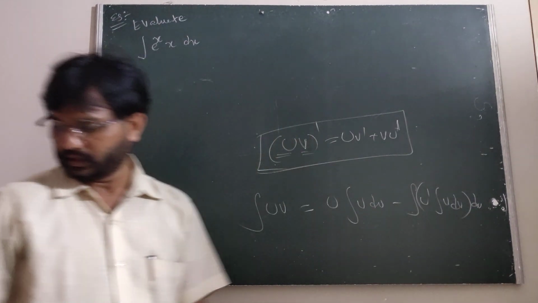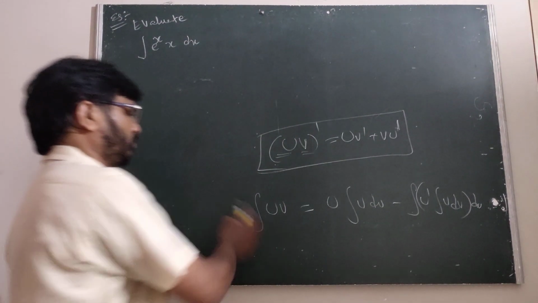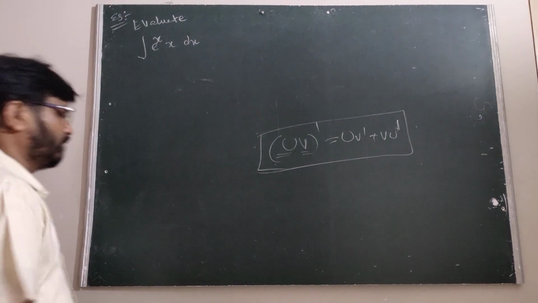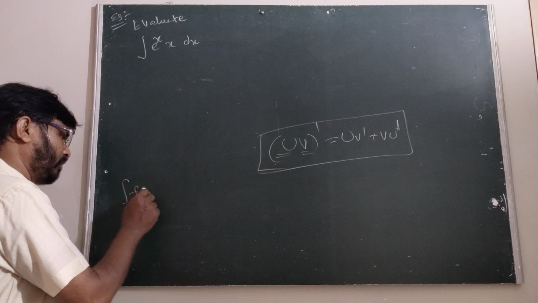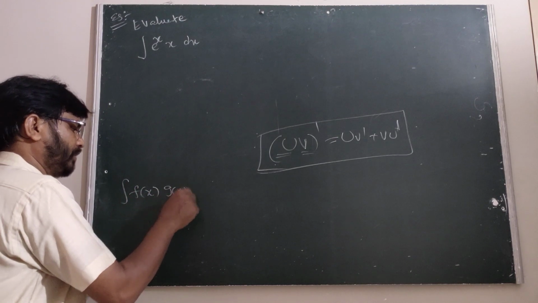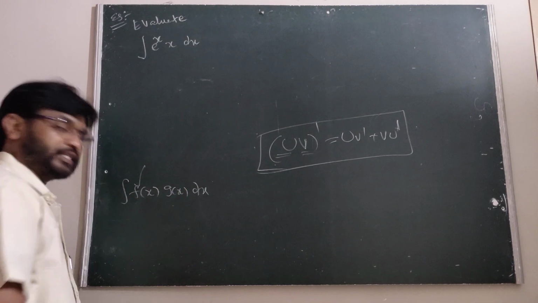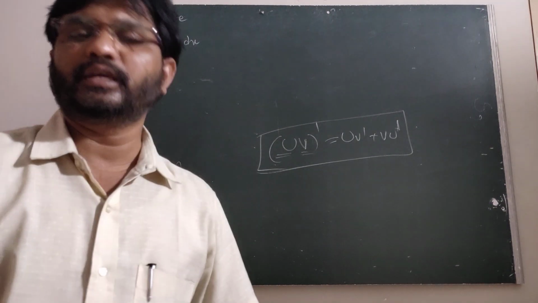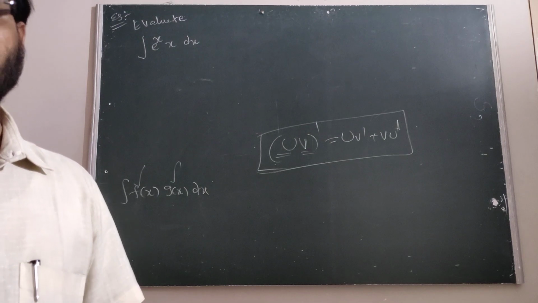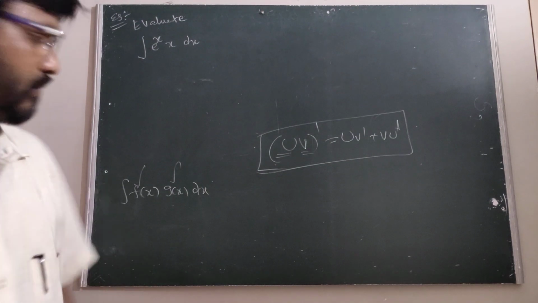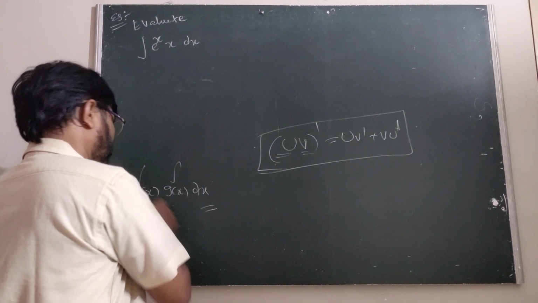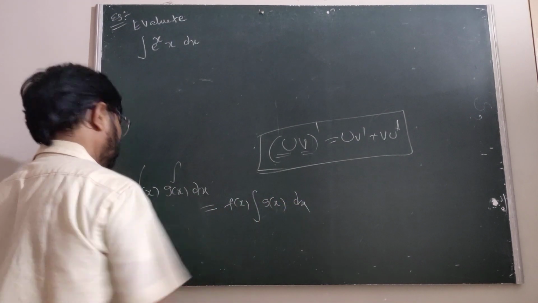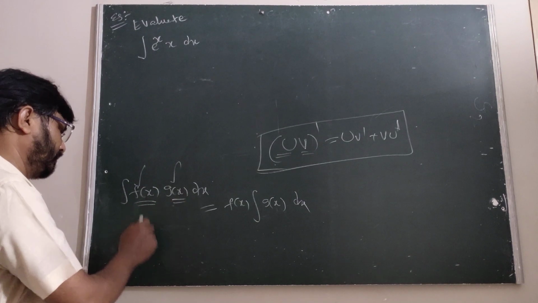This is the form. Therefore, we have to complete this one. We are taking the first function. Suppose we are taking f of x into g of x into dx. f of x is a function in x, and g of x is also a function in x. Now the first one is f of x, integral of g of x dx. So this is u, this is v.